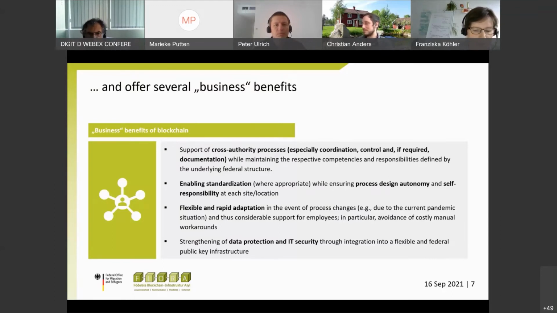The second very important point is that a blockchain-based support system can be an enabler for standardization. You can offer a template for an optimal process, and at the same time, this system offers the possibility to consider particularities of the local processes. That increases the self-responsibility of each location. Now you know something about the technology and its properties, and now we want to talk about our project on the next slide.